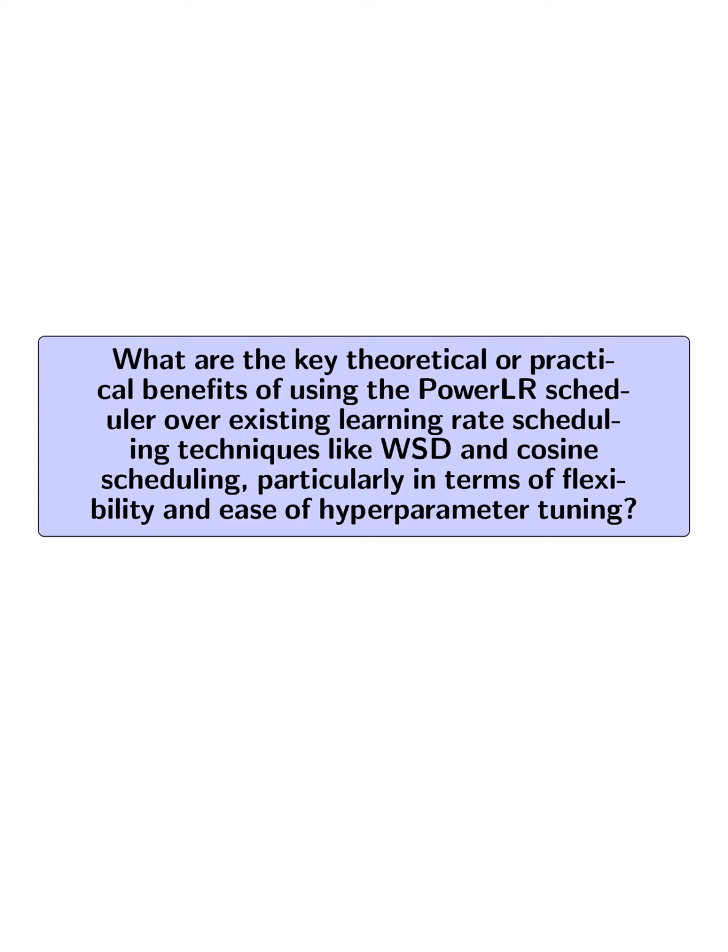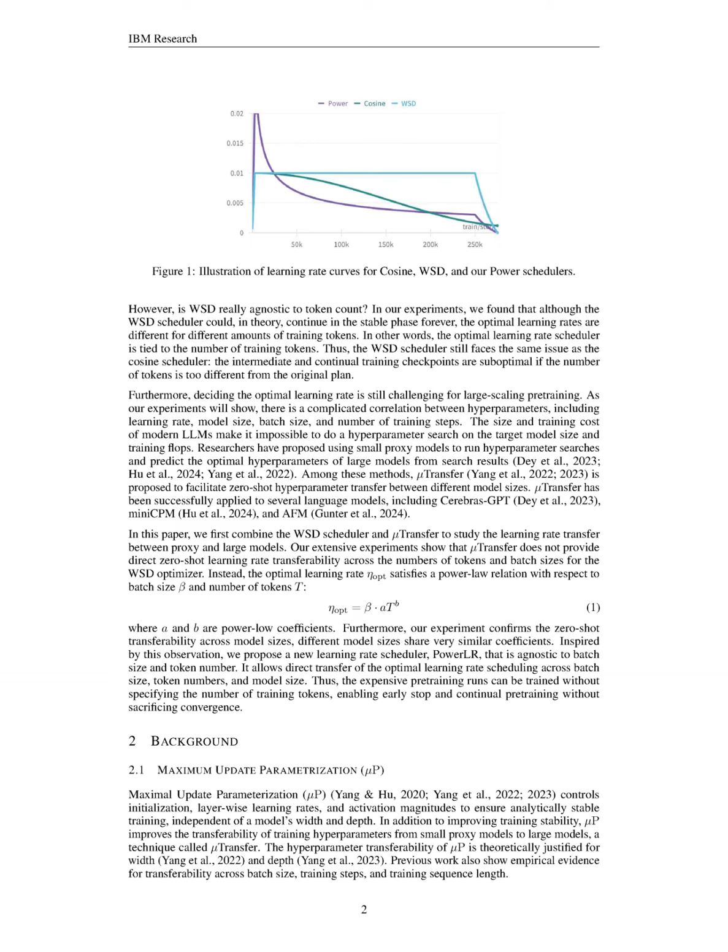What are the key theoretical or practical benefits of using the Power-LR scheduler over existing learning rate scheduling techniques like WSD and cosine scheduling, particularly in terms of flexibility and ease of hyperparameter tuning? The Power-LR scheduler offers significant theoretical and practical advantages over existing techniques like WSD and cosine scheduling.